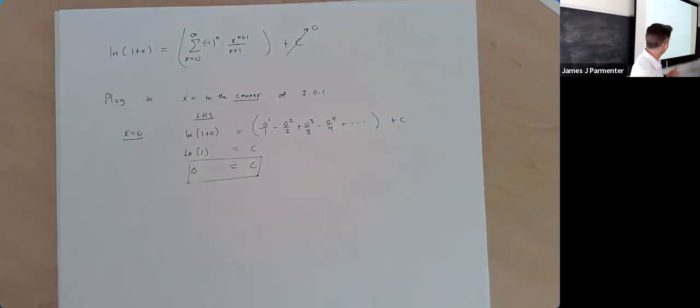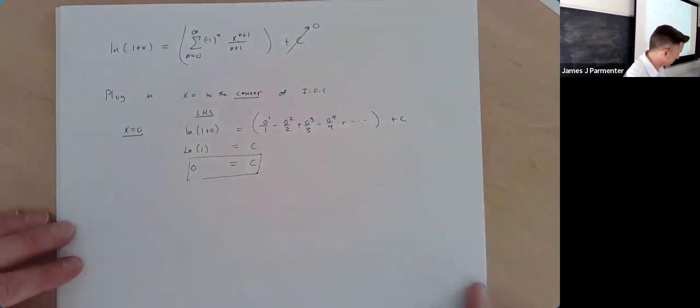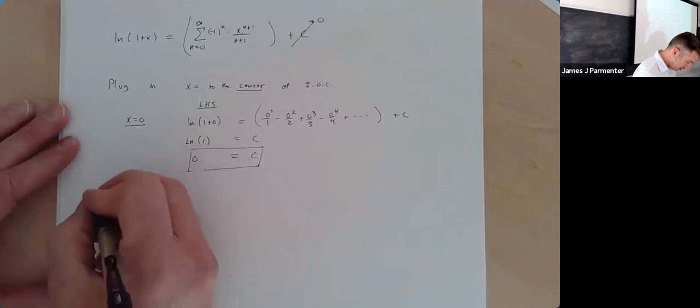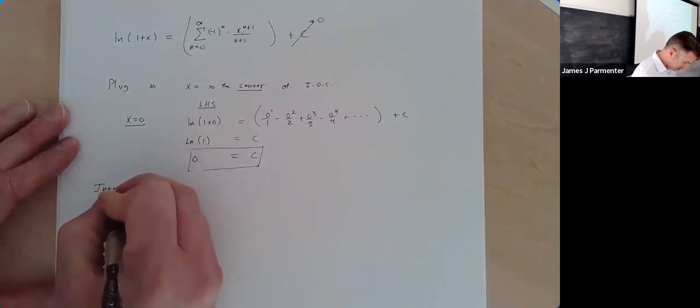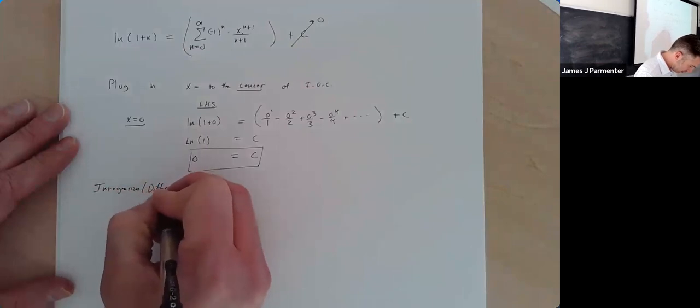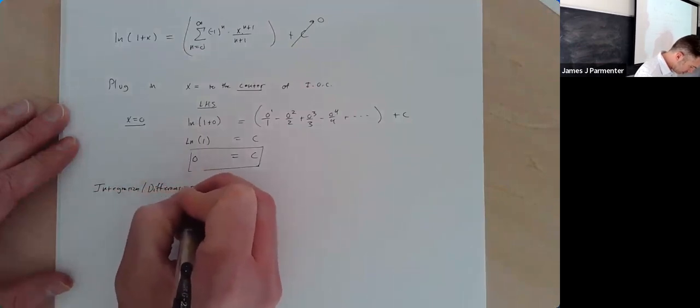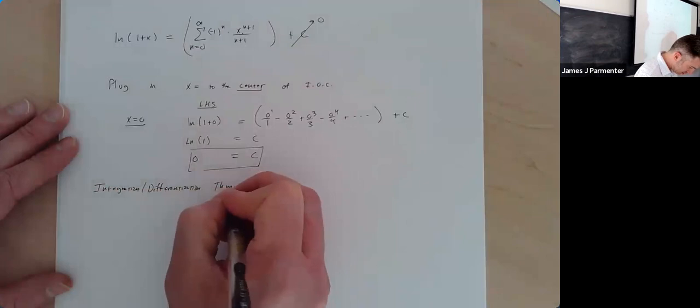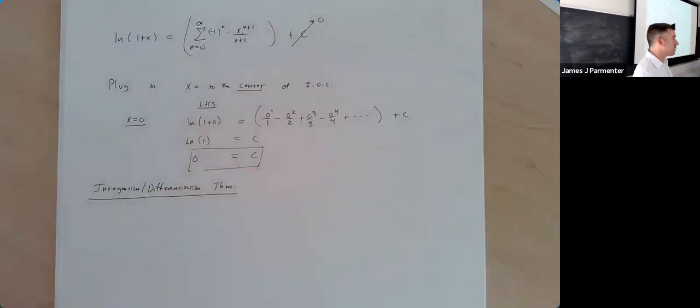So here's the thing to take away from this example, or one thing to take away. There's this integration / differentiation theorem. It basically says you can integrate or differentiate any power series, and the new power series will have the same radius and interval of convergence, with the endpoints being exceptions.